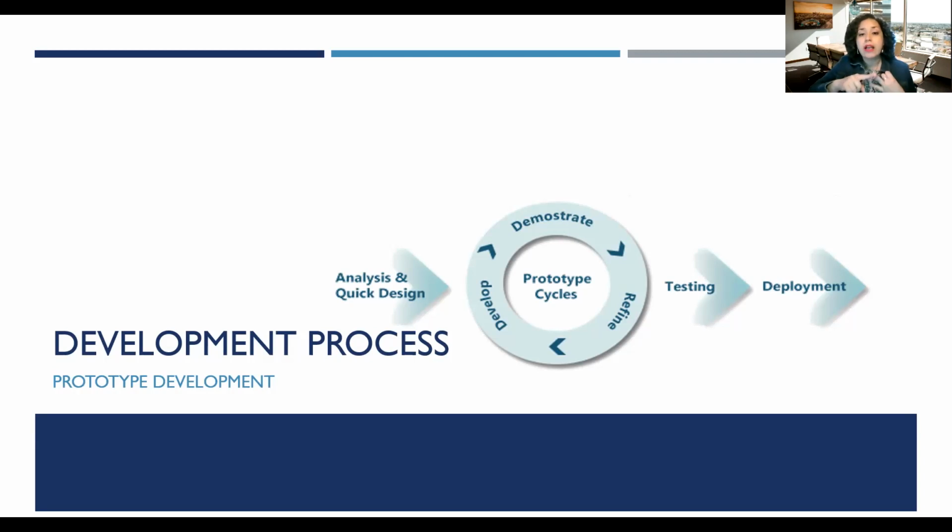We need to develop, demonstrate, refine. So it goes through the cycle. And once we have a type of prototype, which could be in one of those 4 categories that we just talked about, we do testing, and of course, we keep the development of it. So let's see what this cycle is about.